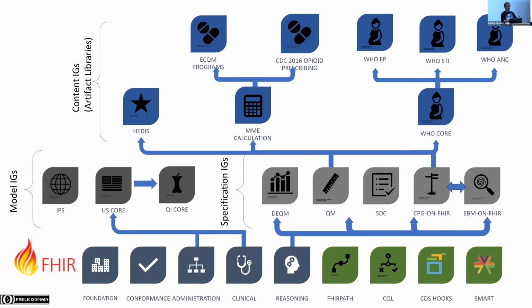In this case, if you look at this MME calculation one right here, we refactored the MME calculation out of the opioid IG so that we could use it in the decision support as well as an eCQM using that same logic. So in the same way, we've abstracted the core data elements out of some of the WHO content so that family planning and sexually transmitted infection and antenatal care can all reuse some of the same core data elements across them. So the fact that it's an implementation guide lets us plug into that FHIR publishing ecosystem and the FHIR distribution ecosystem.